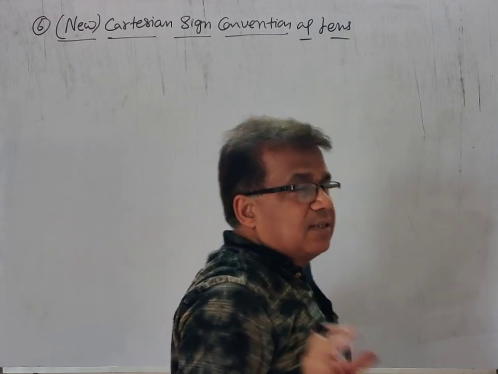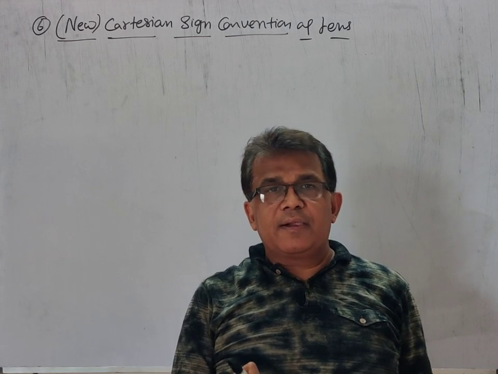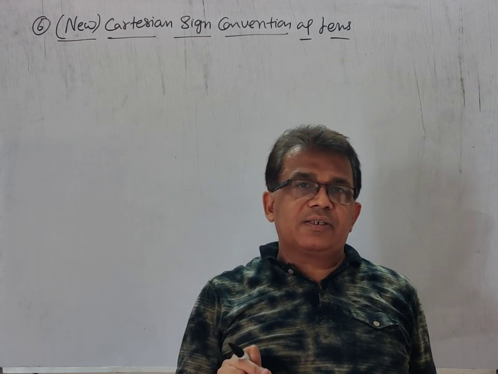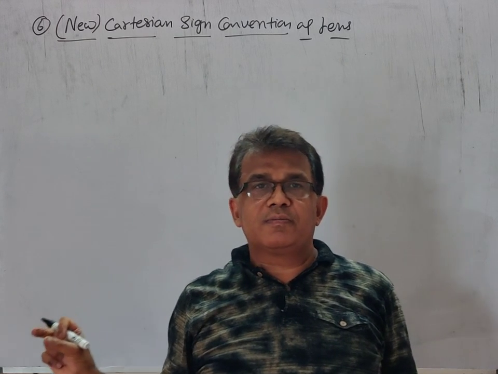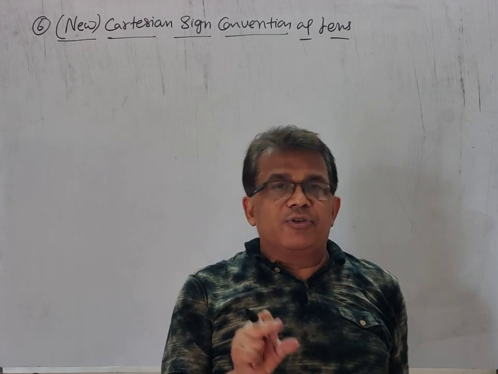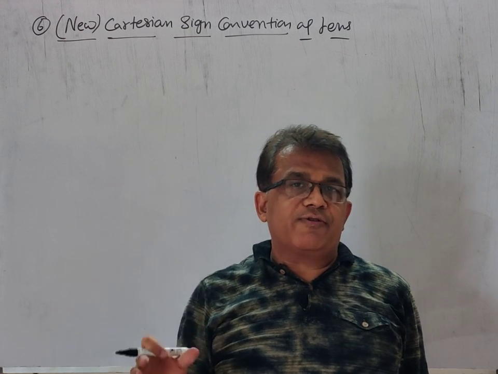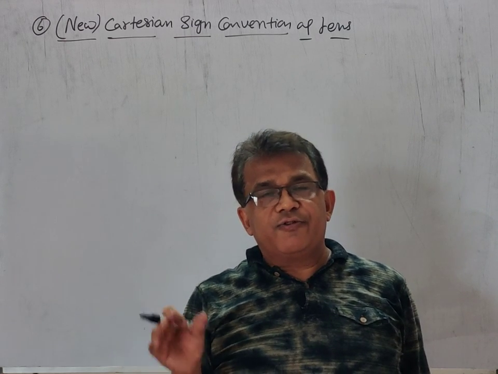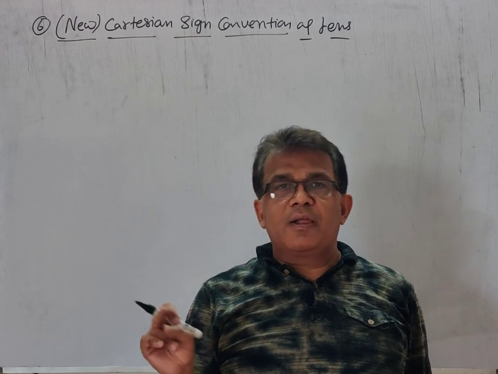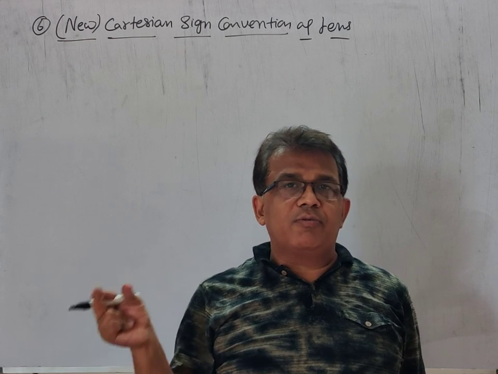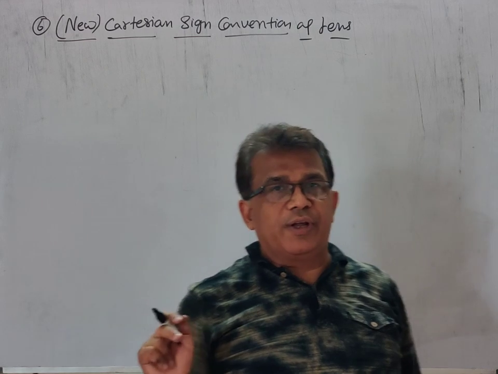This is exactly the same as the sign convention of the mirror. The difference is that in mirror, distances were measured from the center of the mirror, which is known as pole. Here also distances are measured from the center of the lens, which is known as optical center. The name of the center is different. In mirror distances are measured from pole. In lenses distances are measured from optical center.